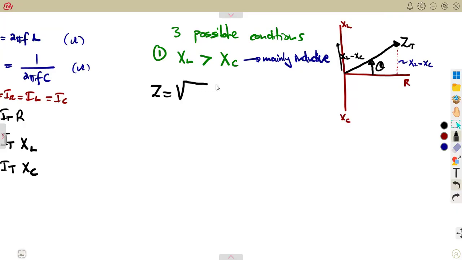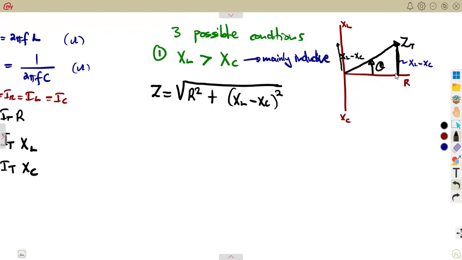that is the phasor sum, so it's going to be the square root of R squared. Remember, we are using Pythagoras. So we've got this side, which is representing R, and this other side here, which is represented by XL minus XC. So it's going to be plus XL minus XC squared. That is where it is coming from.